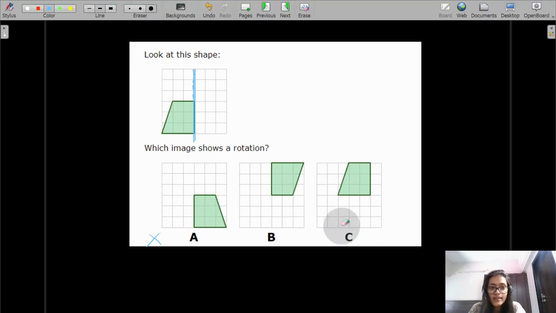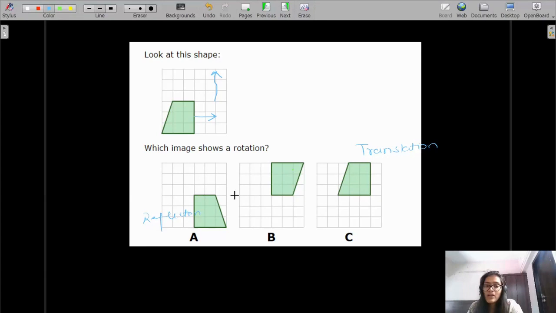In option C, if you see carefully, this figure, see the orientation has not changed in option C. It is exactly like this. So it has been shifted 2 units towards the right side, and then it has been shifted up by 3 units. So when it's a case of shifting, then that means this is the case of translation. And this was the case of reflection.